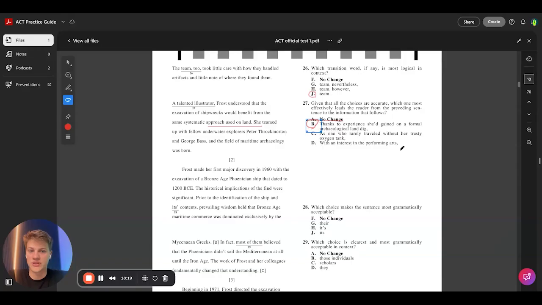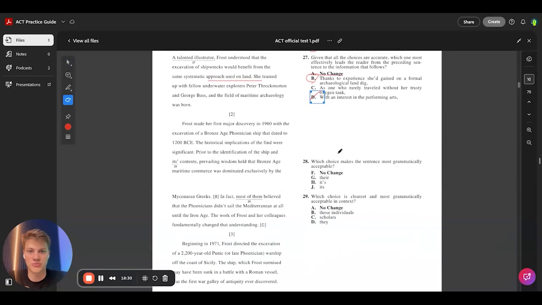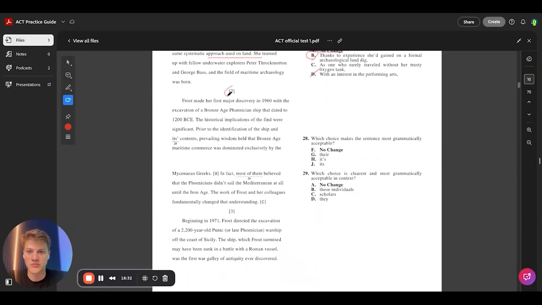As one who rarely traveled without her trusty oxygen tank, that makes no sense in the context of the sentence. With an interest in the performing arts, that also makes no sense in the context of the sentence. So good. The answer is B.